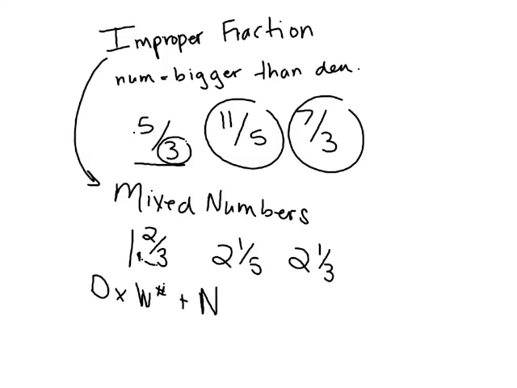So let's do this one. 1 times 3 is 3, plus 2 is 5. So that goes back to 5/3. How about this one? 5 times 2, 10, plus 1, 11. And this one? 3 times 2, 6, plus 1, 7. So I'm back to my improper fractions. Denominator times the whole number plus the numerator.